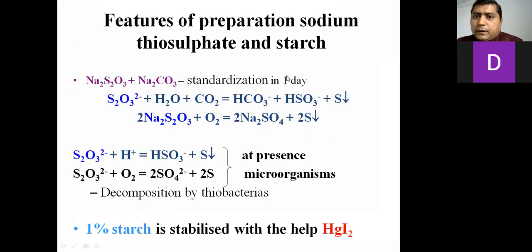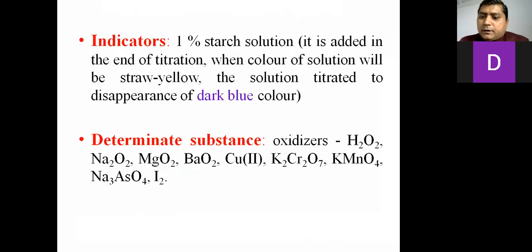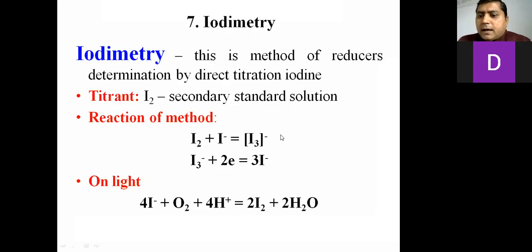Next, sodium thiosulfate and starch are used here as indicators. When iodine is liberated, starch can be used as the indicator, a 1% starch solution. As for the determinants, we can determine the concentration of substances like hydrogen peroxide, Na2O2, MgO2 and BaO2. Like potassium dichromate and potassium permanganate, we can determine a number of substances by using iodometry.